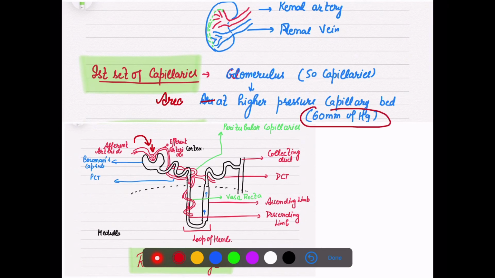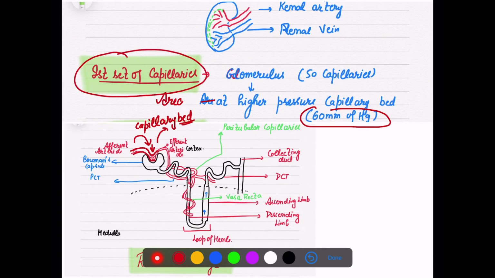This whole capillary set is known as the capillary bed, and the pressure observed here is 60 mm of mercury, higher on the nephron side, higher pressure when your afferent arteriole is coming in and then branches out into a number of capillaries. This is our first set of capillaries, high pressure capillary bed, right?